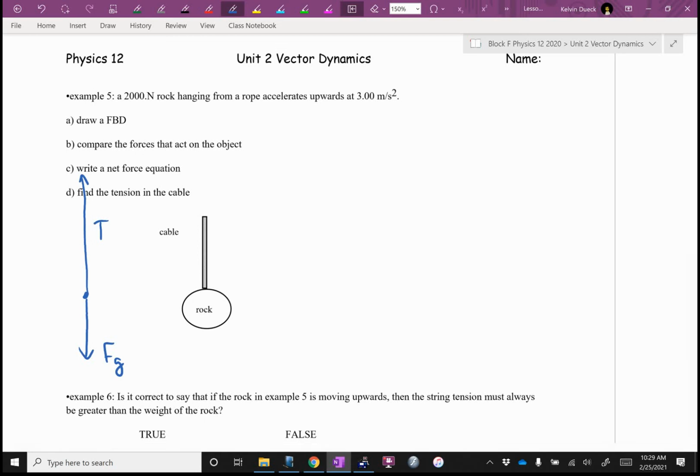Okay? B says compare the forces that act on the object. We did with our arrow lengths. Which one's bigger? Must be T. C says write a net force equation. And so we said our template is always going to be winner minus loser equals MA. Who's winning? Who's losing? What's that equal? MA.